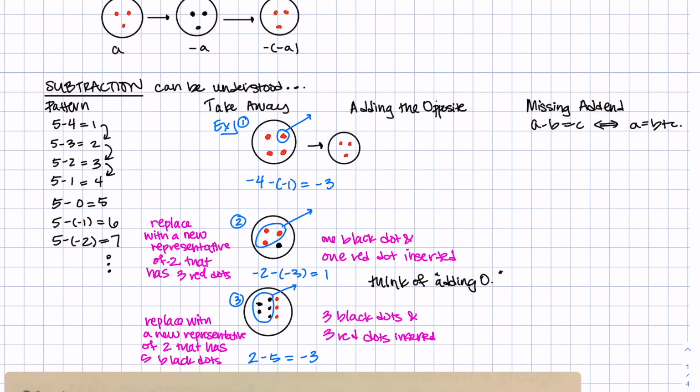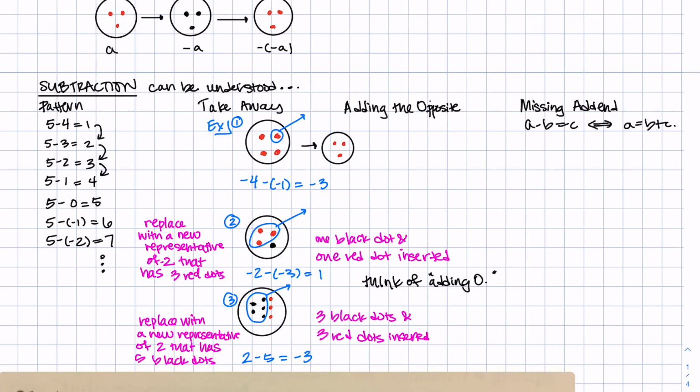Okay, so those are different ways to use this set model to understand subtraction of integers. Again, you could use colors, you could use shapes, you could use a positive or negative sign on these things. There are lots of different visual representations you can use to make this make sense.